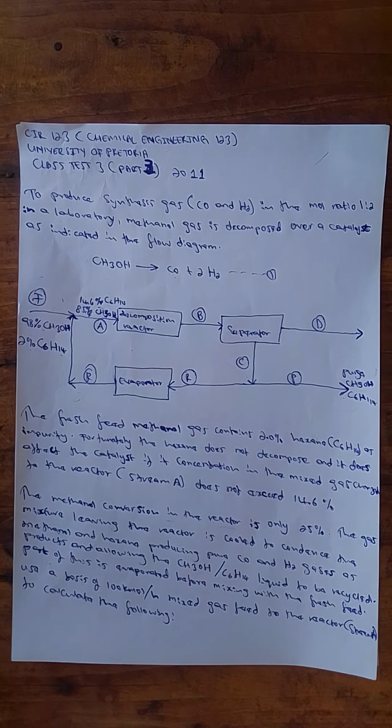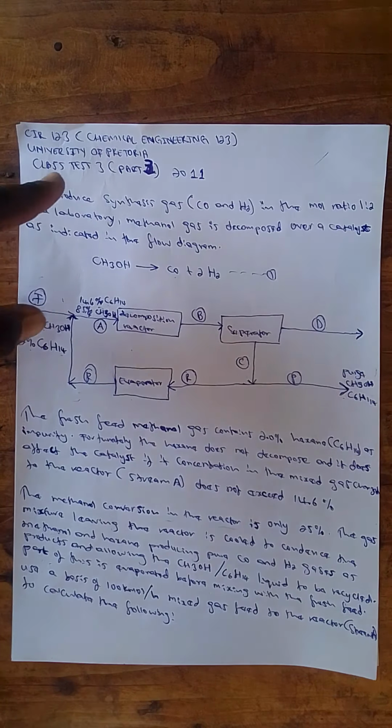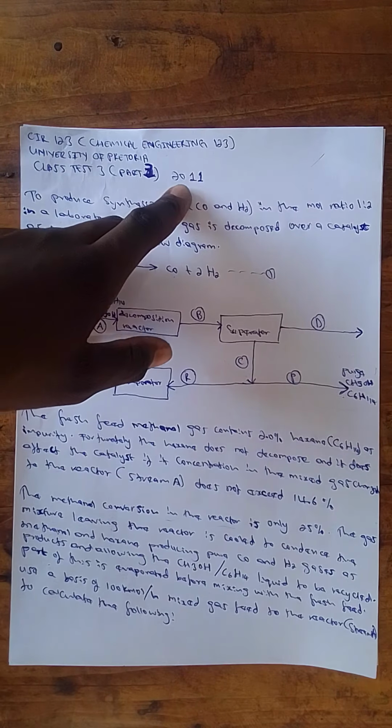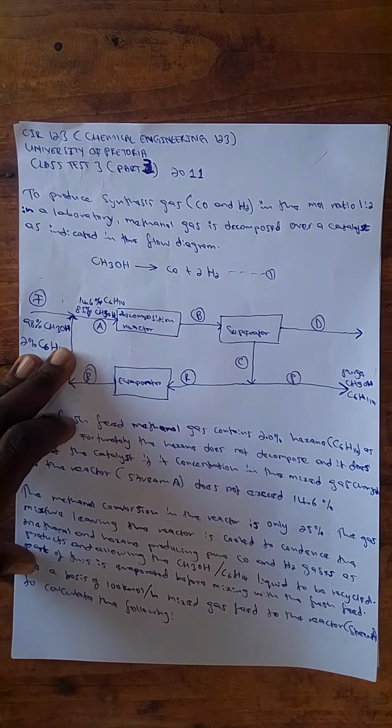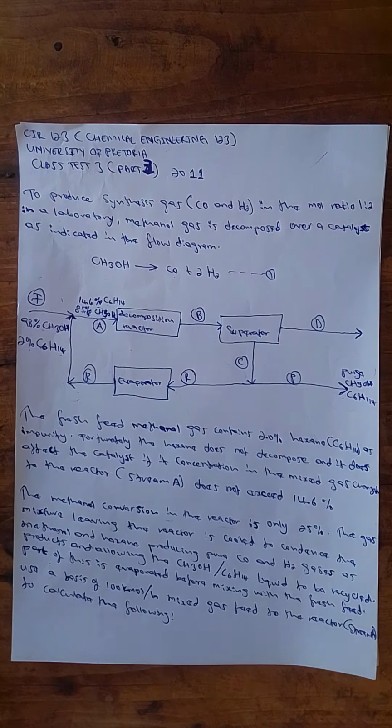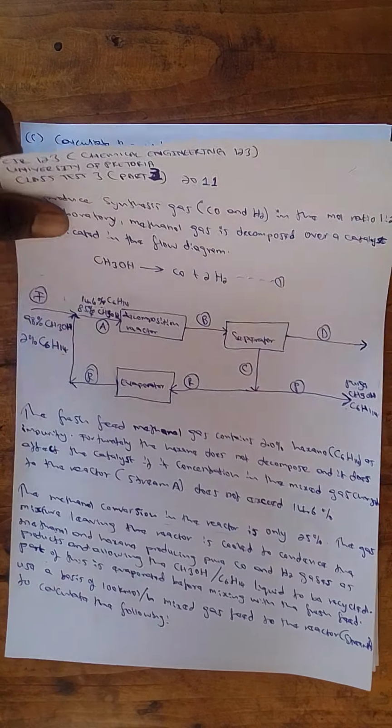Today we continue with our class test 3 of our CIR 123, which is the second chemical engineering module at the University of Pretoria. We're looking at part 3 of class test 3, and this is the 2011 version. So we did part 1 and part 2, which was A and B of the question. Now we're looking at C, which says calculate the methanol conversion in the process.